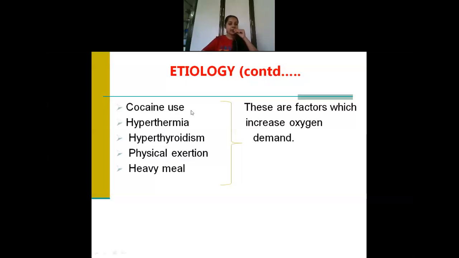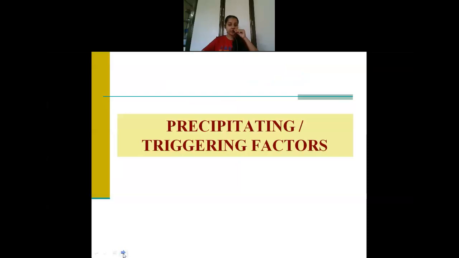That is after taking drugs, after high fever, because of increased thyroid hormones, physical exercise or physical activity, and heavy meal. We know after a heavy meal also, what happens? All the blood will be moving towards the digestive tract for digestion, and supply to the heart becomes reduced, isn't it? So the heart has to work harder to pump the blood. So that may cause chest pain.